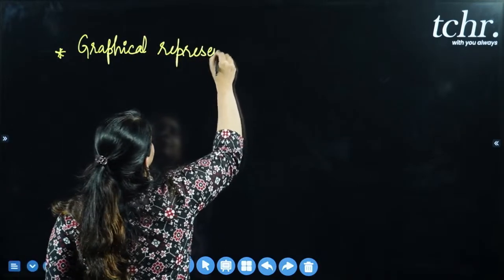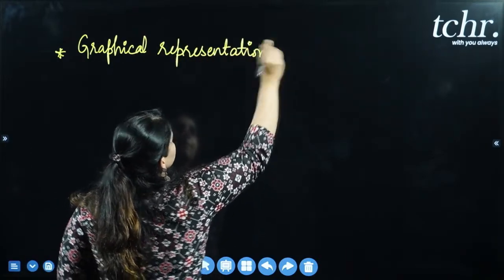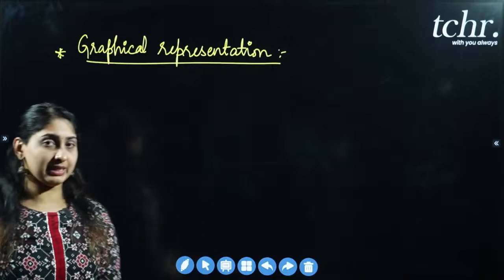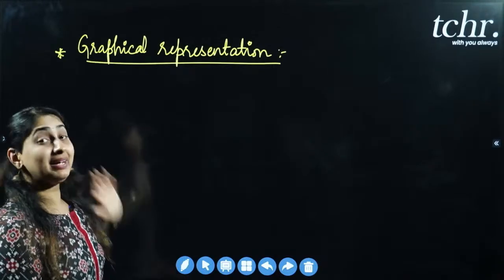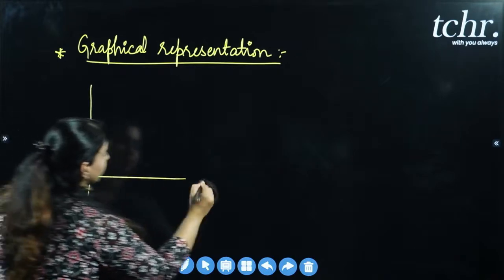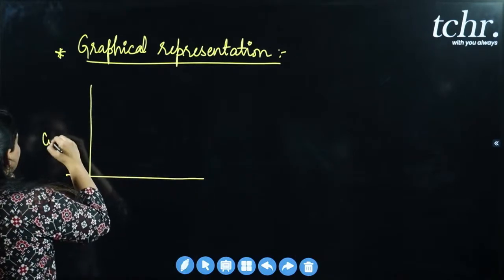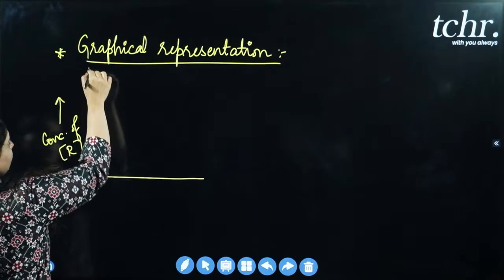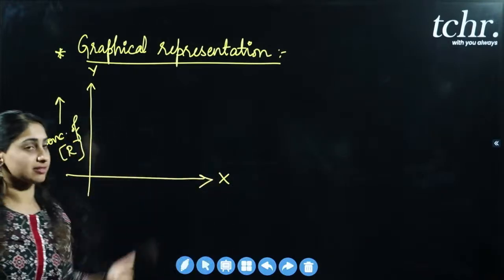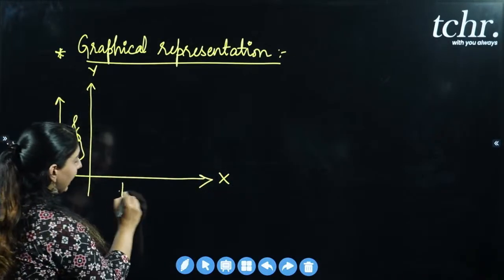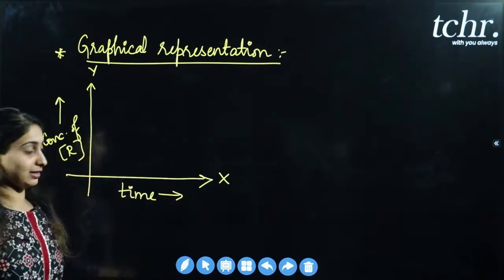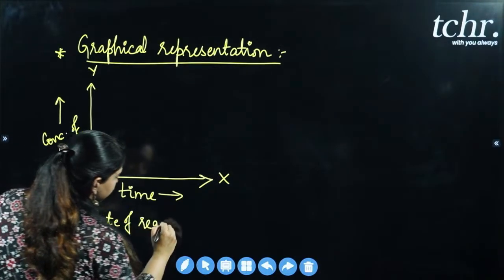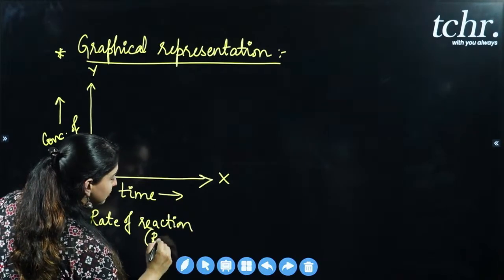So, graphical representation of the rate of the reaction. Just now whatever we discussed about rate of the reaction, the same thing will be graphically represented. So what we have to do is plot a graph of concentration of reactants on the y-axis, and this is going to be the x-axis. So concentration of reactants on the y-axis and the time that we have taken on the x-axis. So this is for the rate of reaction in terms of reactants.